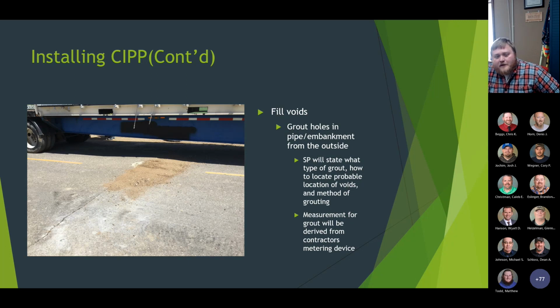Measurement for the grout will be derived from the contractor's metering device, which the gel grout can expand up to 16 times its initial volume. As you can see in the picture, we had one where the asphalt actually lifted at the crack that was over the pipe. So we had a bump there all summer long until we actually got to the road top and finishing.